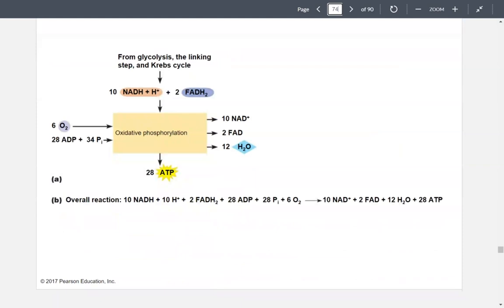From our glycolysis, linking step, and Krebs cycle to FADH2, 10 NADH plus H pluses are going to come into the oxidative phosphorylation along with 6 O2 molecules or 12 oxygen atoms, 28 ADP and 34 phosphates, and it will end up spitting out 10 NAD pluses, 2 FADs, 12 water molecules, and 28 ATP.